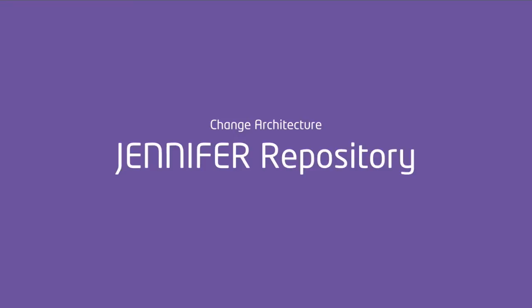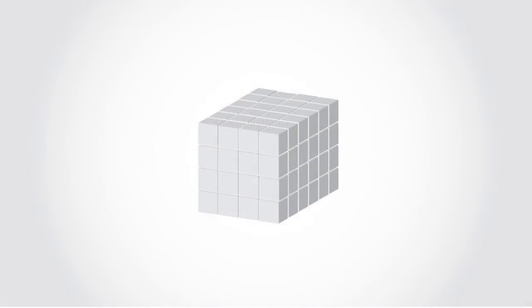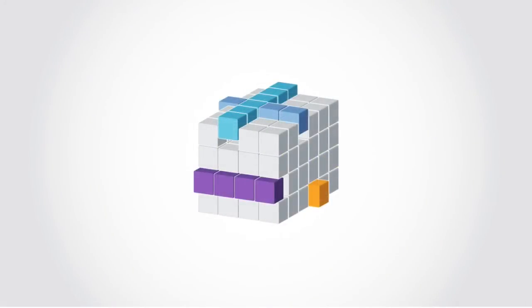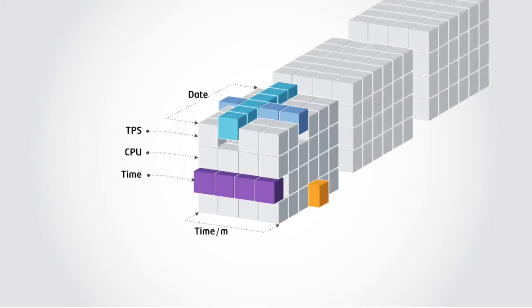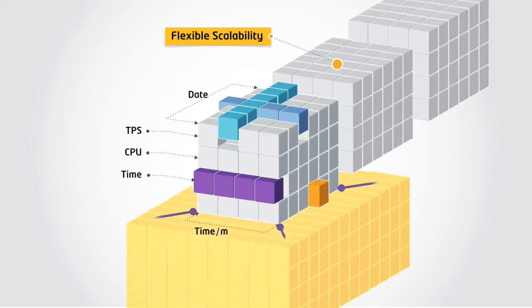The next thing I'm going to talk about in the architecture we changed is the repository of Jennifer itself. Traditionally, we used the Derby database as our main repository, but we have changed the main repository. We have developed our own repository, and we call it the Jennifer repository. This repository is going to support the scalability we talked about and become very flexible in scalability, and we can actually process and analyze data much faster.